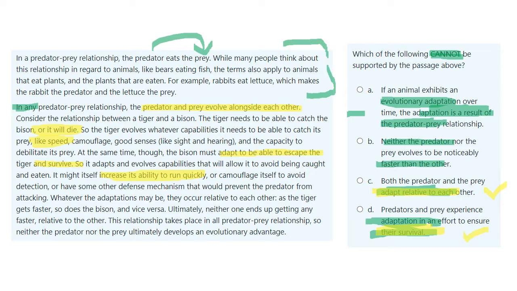Whatever the adaptations may be, they occur relative to each other. As the tiger gets faster, so does the bison and vice versa. So when one increases its speed, the other also increases its speed. So neither one gets faster than the other because they are both increasing their speed. B also looks like it is proven.